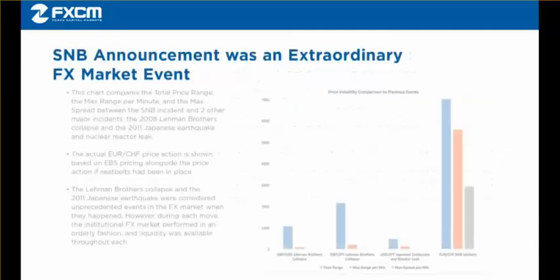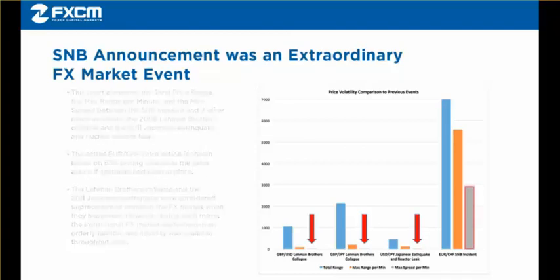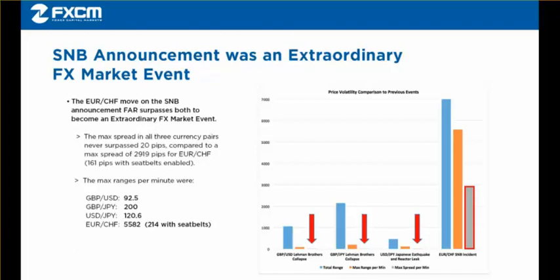The SNB announcement was an extraordinary FX market event. How extraordinary? Well, this chart shows the spreads and ranges for Euro Swiss during the Swiss National Bank announcement compared to other historical FX market events. During the 2008 Lehman Brothers collapse, pound dollar and pound yen never surpassed spreads of 20 pips. The same was true with dollar yen during the Japanese earthquake. Compare that against Euro Swiss, which had a spread range above 2,000 pips.